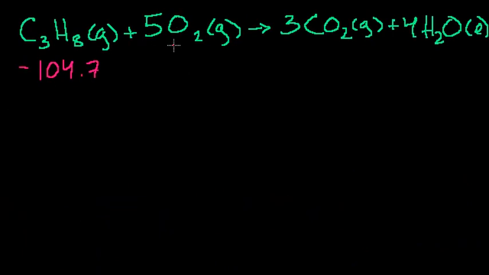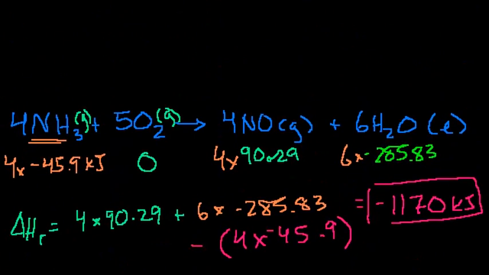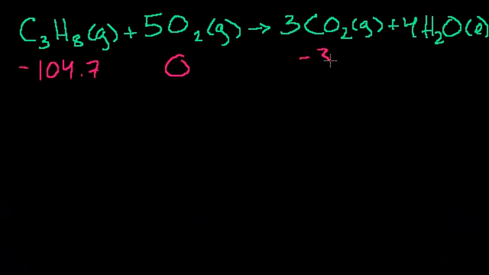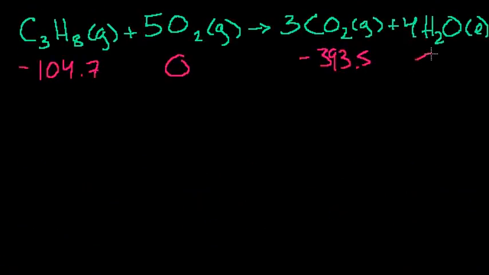Heat of formation of oxygen in its elemental state, that's how you always find oxygen, so it's just 0. Heat of formation of carbon dioxide as a gas, minus 393.5. And water, we already figured that out. It's minus 285.83. So how much heat is formed when we combust 1 mole of propane right here?